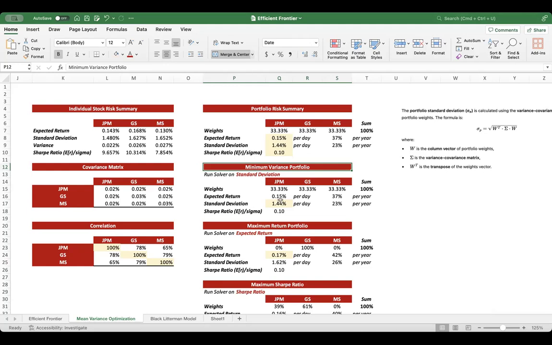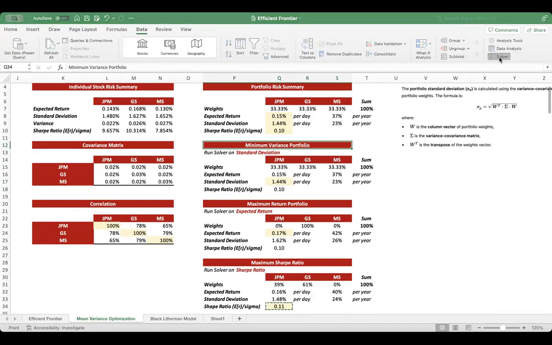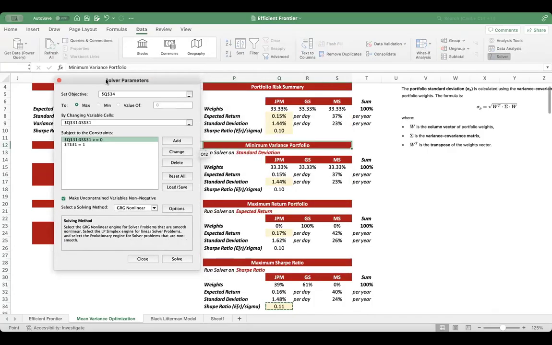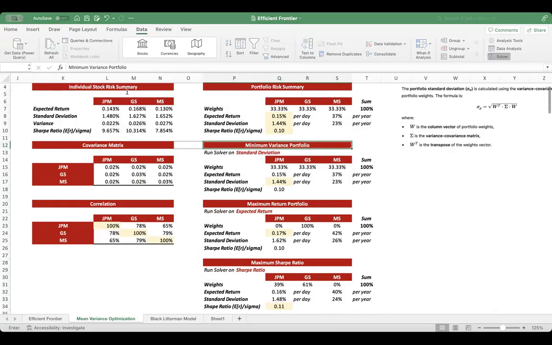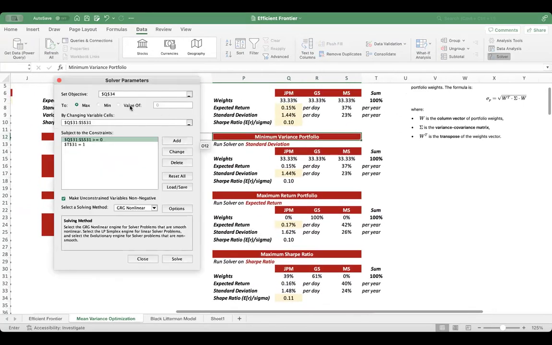So what I'll do is I'll run a solver. I'll go to Data and open the Solver here. In the solver, let's say, what is my objective function here?